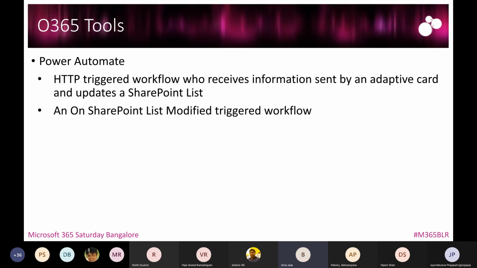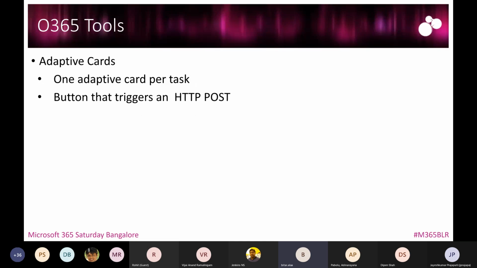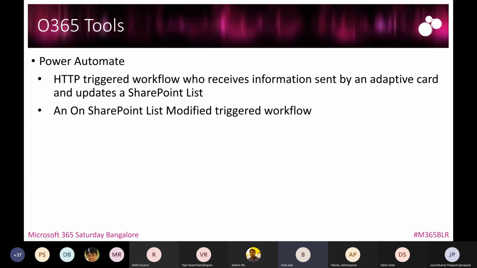We have different ways of triggering a Power Automate workflow, but what will be useful to us is that we can have a Power Automate workflow that is HTTP triggered. So we can create a workflow that will be triggered when we call an HTTP. If we think about it, in an adaptive card, we have a button that triggers an HTTP post that could basically trigger a Power Automate workflow.